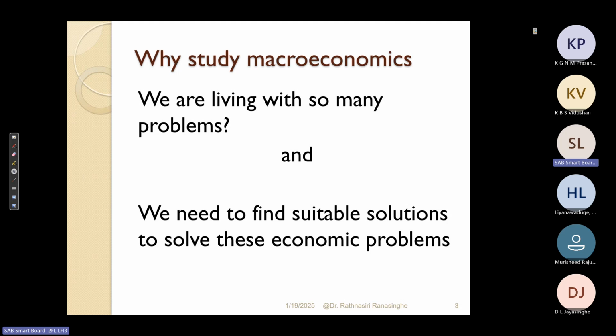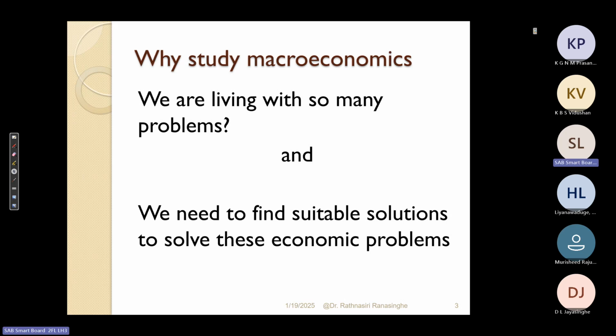Apart from that, there are a set of other macro variables, looking at economic growth, budget, government expenditure, government revenue, balance of payments, public debt. All of these variables are explained in a broader way, not micro. We are going to analyze the overall economy.